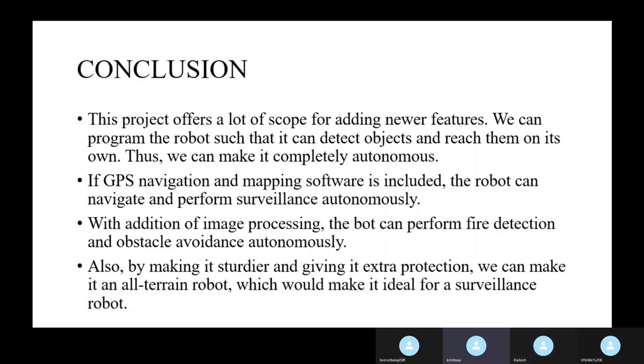Conclusion. This project has a lot of scope for adding new features. For example, we can add GPS navigation and mapping, and with that, the robot can be made autonomous. We don't have to use the UI to control it. We can also add image processing for facial recognition systems, fire detection, or even obstacle avoidance. All this can be done autonomously also. And so, yes, this is our project.